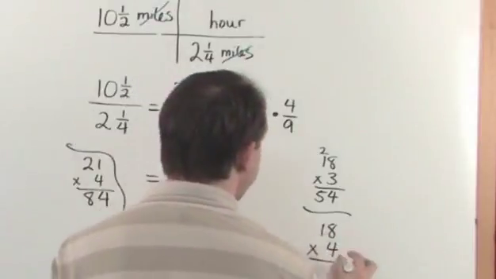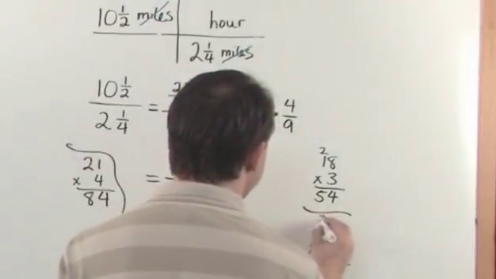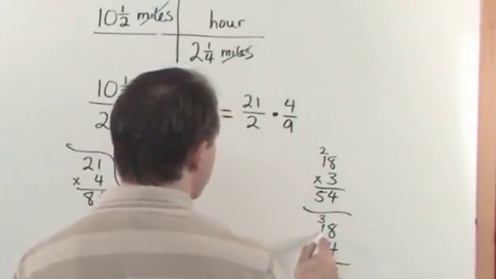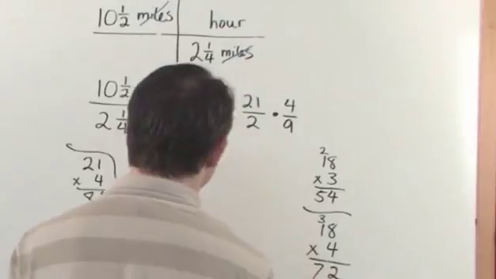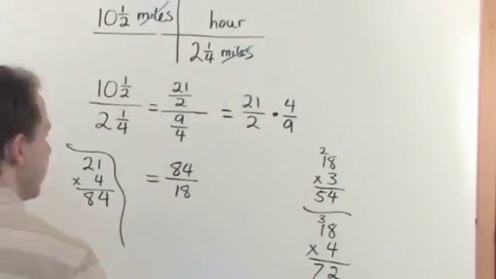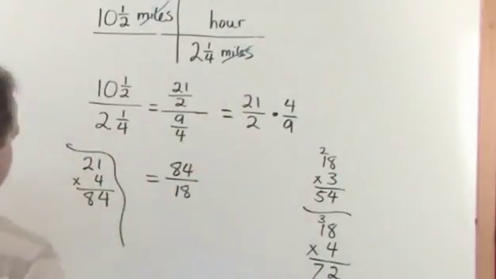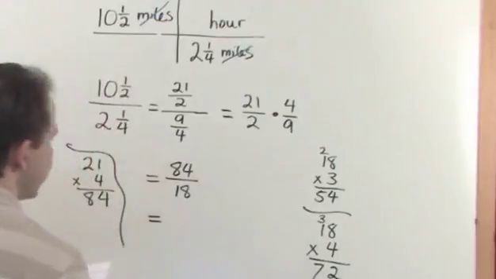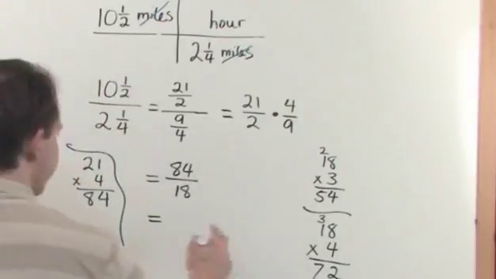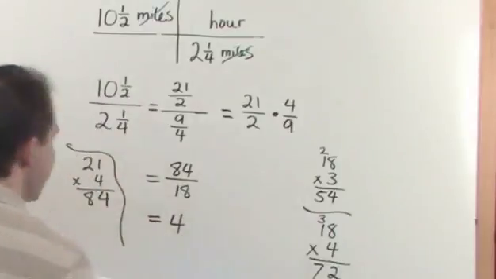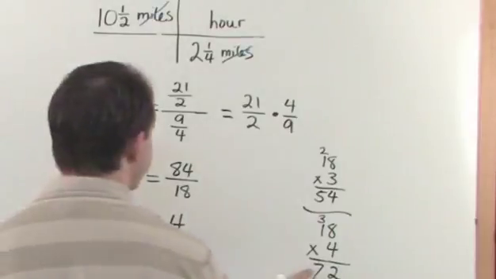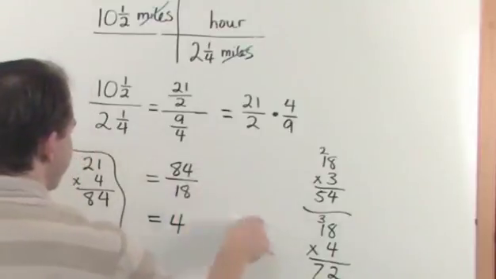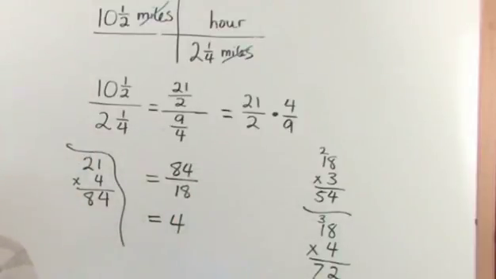So doing this, 8 times 4 is 32, so we put a 2 and carry the 3. 4 times 1 is 4, plus 3 is 7. So 72 is about as close to 84 as you're going to get without going over. Okay, so the answer is this goes 4 times, but that only gets me to 72. We have to find the difference between the 72 and the 84 in order to finish the problem out.